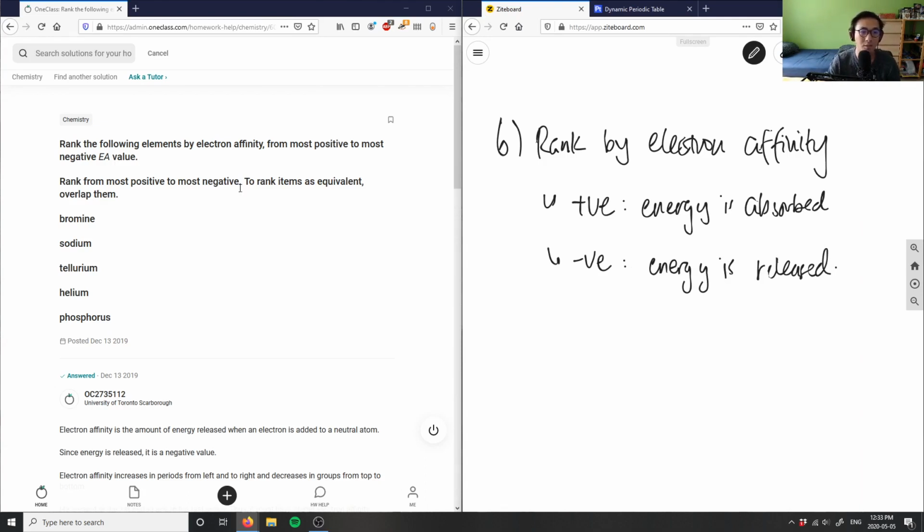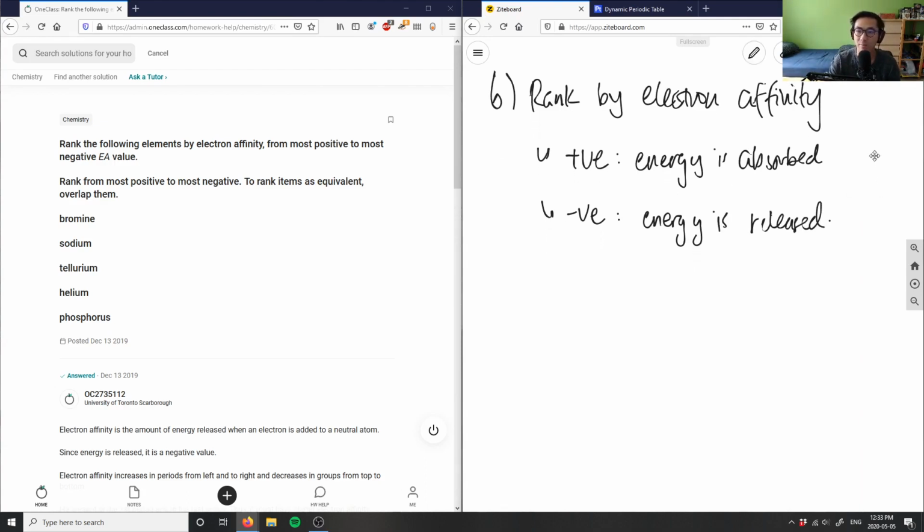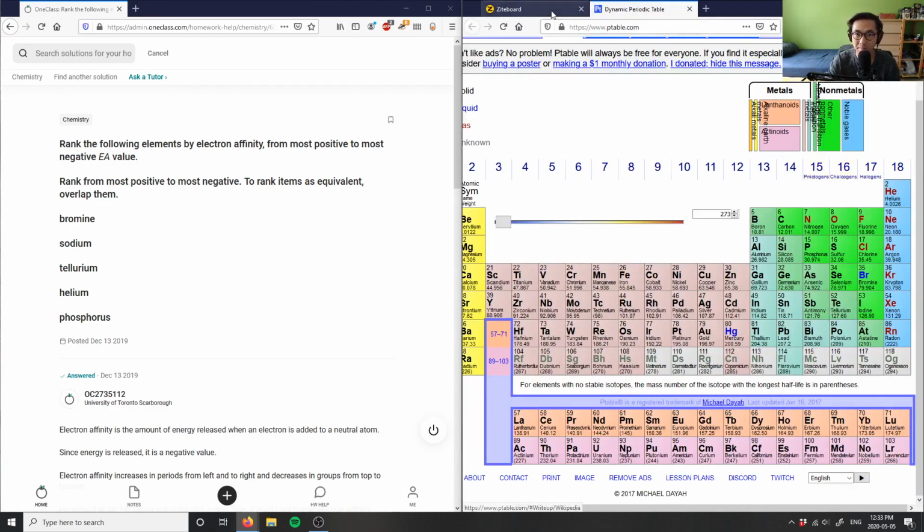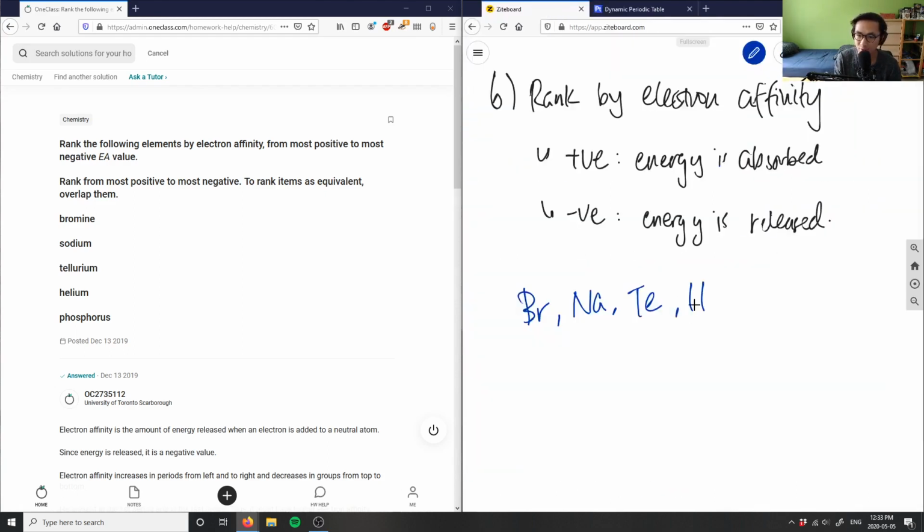And I want to rank these here. So I have Br, bromine, which is in blue actually. Did it freeze on me? No, there we go. So I have bromine here. I have sodium, so Na. Tellurium is Te, I believe. Helium is He, and finally phosphorus is P, right?